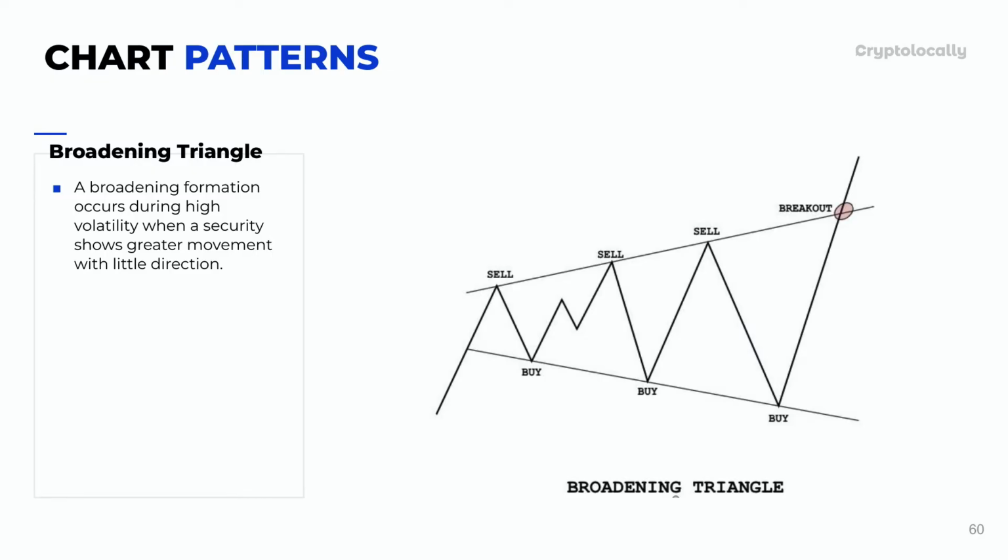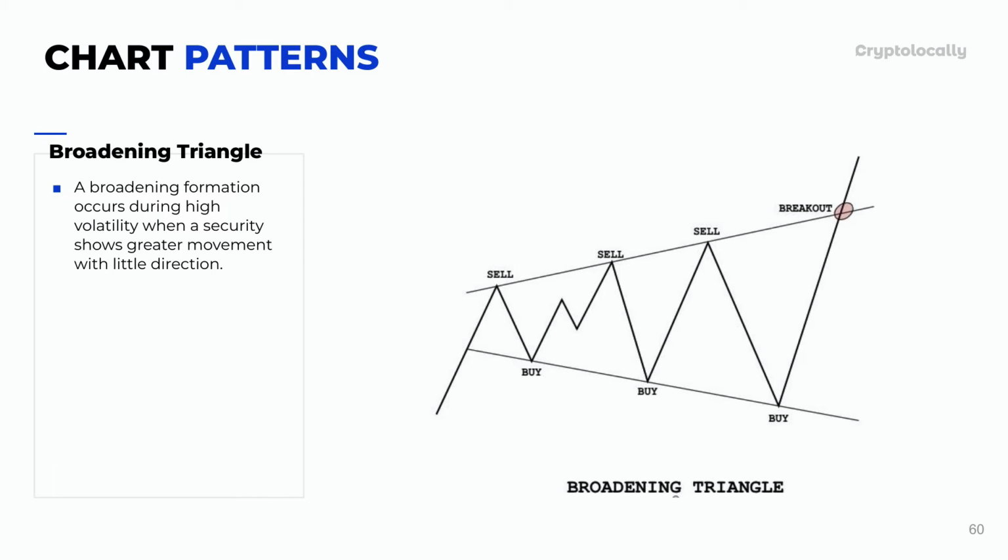The next one is broadening triangle. This one is difficult to see in the market, so I might not be showing a real life scenario. When you see a broadening triangle, it's just a formation that occurs during high volatility when a security shows greater movement with little direction.